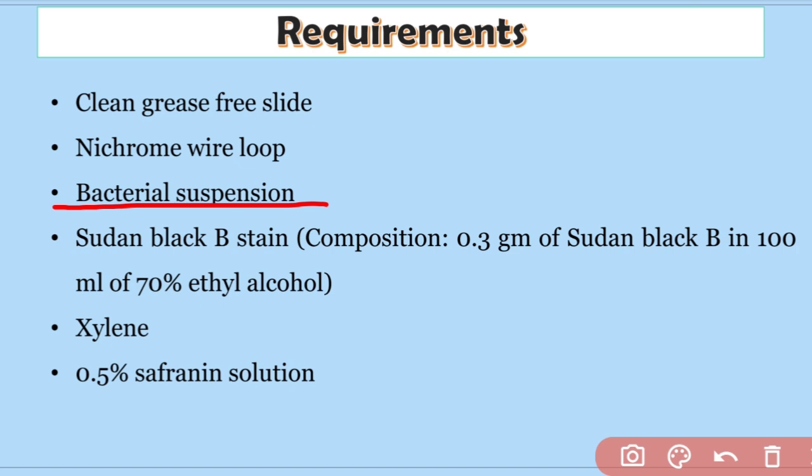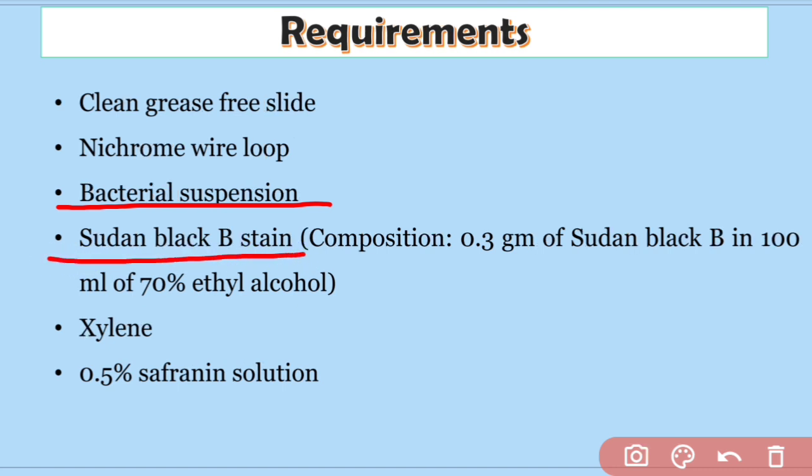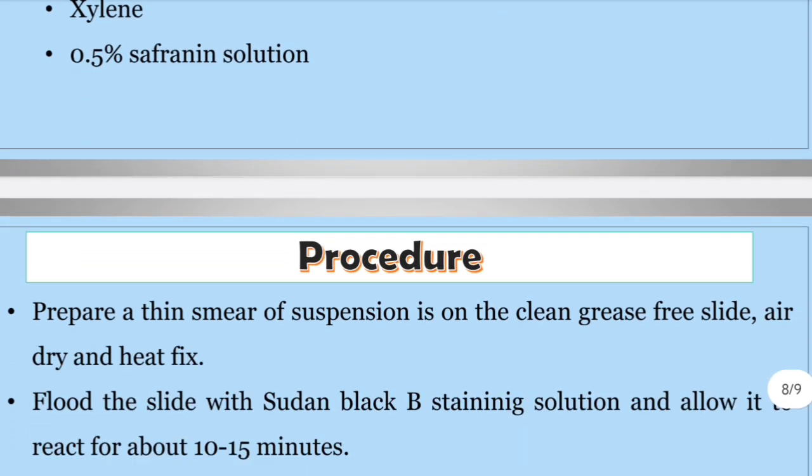So for performing that PHB staining we will need old cultures of bacteria. Then we will require Sudan black B stain. To prepare the Sudan black B stain, we will add 0.3 gram of Sudan black B in 100 ml of 70% ethyl alcohol. Then we will also require xylene, and last, as a counter stain, we will require 0.5% safranin solution.